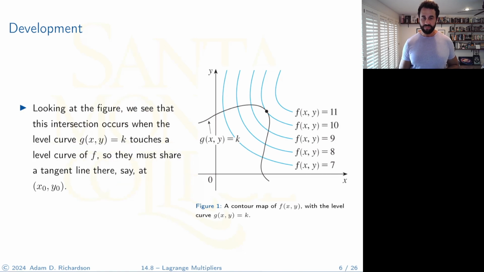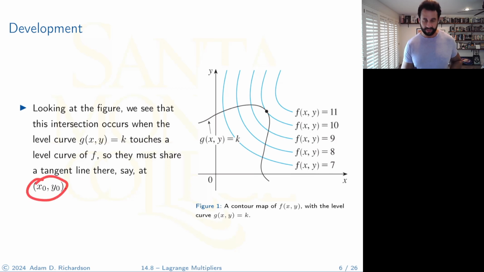Okay, so if you look at the figure here on the right, you'll see that there is an intersection, and the intersection occurs when the level curve here for G touches a level curve of F. In this case, it's right here, right? So what that means is that at this very special point, these two curves share a tangent line at that point. So the tangent line is tangent to both of the curves at that point of intersection, okay?